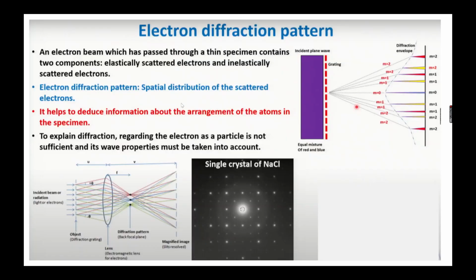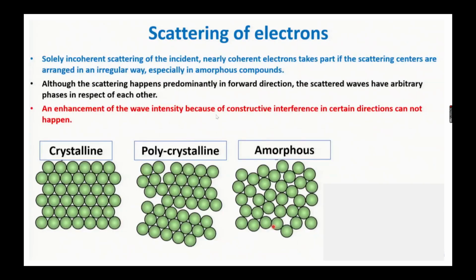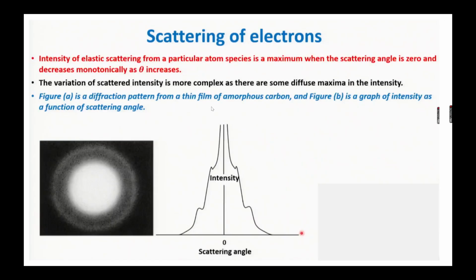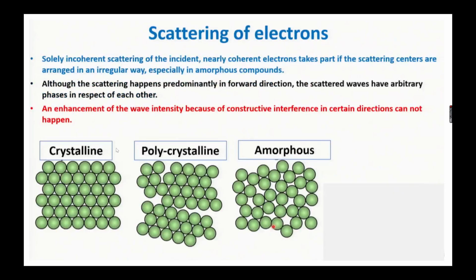Okay, so this will be the slide related to that, the electron diffraction pattern. You just go through this slide, and I will also show you that in the slide. Since it is also saying that it depends on the material, material is one factor, but that is not a major factor, because it is altogether a different phenomenon if you take any specimen, crystalline, polycrystalline or amorphous.